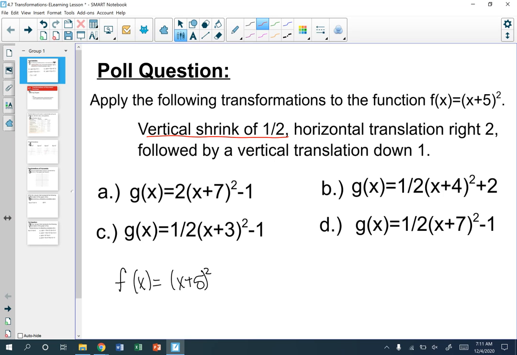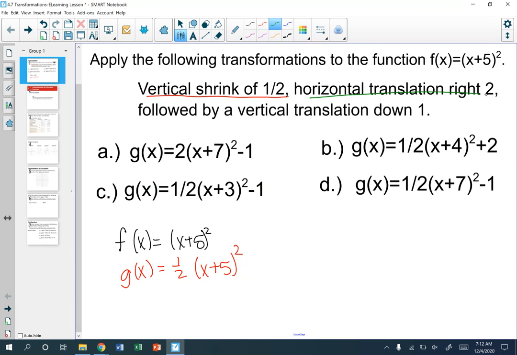Remember, vertical goes on the outside, so that now we have 1/2 times (x plus 5) squared. Okay, now I'm going to move on to translation right 2. Remember, that's going to be inside the parentheses, and we subtract 2. It's kind of the opposite of what we think. So now we have x plus 5, and then I'm subtracting 2, which gives me 1/2 times (x plus 3) squared.